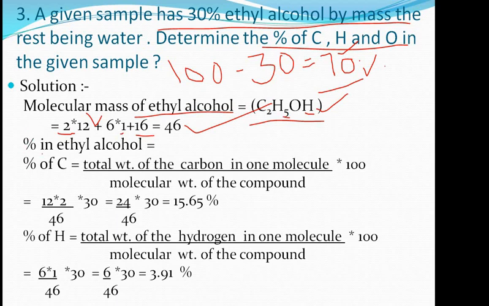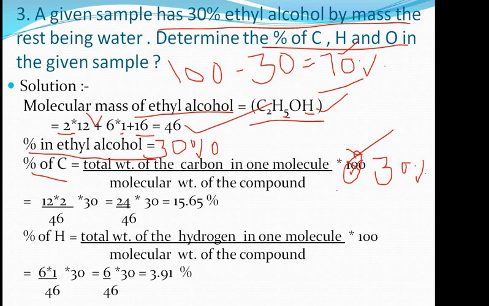Now percentage in the case of ethyl alcohol, and that is in 30%. We are discussing here for the 30% of the ethyl alcohol. We are not discussing for the water. It is only for the ethyl alcohol. Again, write down the formula. Percentage of carbon is total weight of the carbon in one molecule divided by molecular weight of the compound into 100. Now this is the formula for the 100%, but on the place of this 100 you need to write here what? 30. Why you need to write the 30? Because we are calculating in the case of 30%.